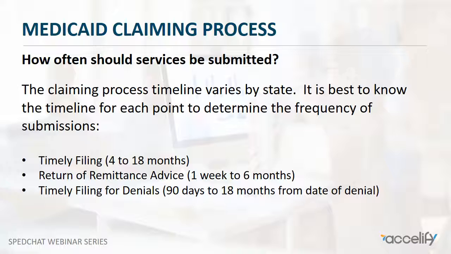Then, when do you get back the monies you submit? We see the remittance advices return the following week or up to 6 months later, depending on the state you're in. And finally, if you do receive denials, what is your timely filing limit to resubmit those? We see that range from 90 days to 18 months from the date of denial.